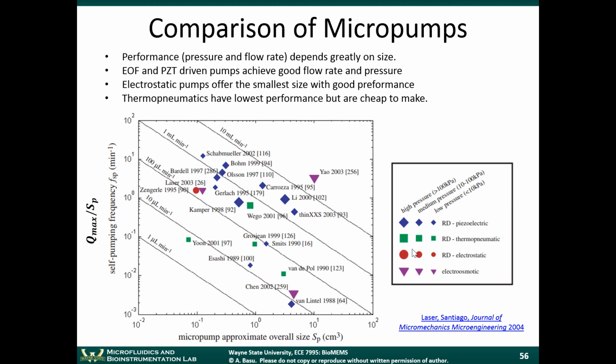Some of the general conclusions that they drew were the fact that electroosmotic and PZT pumps are good for miniaturization. They have good flow rates and pressures. But electrostatic pumps offer very small size and very good performance.